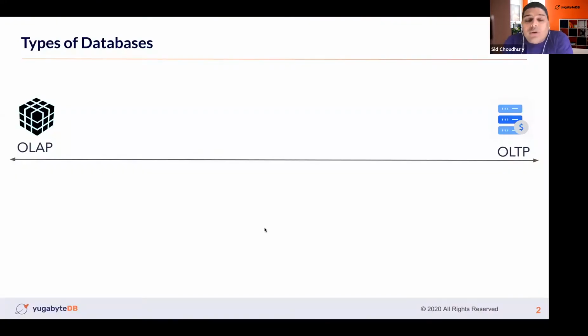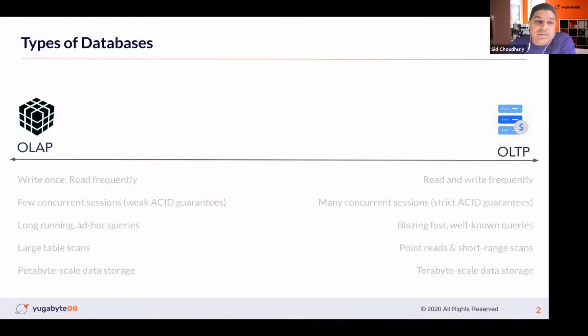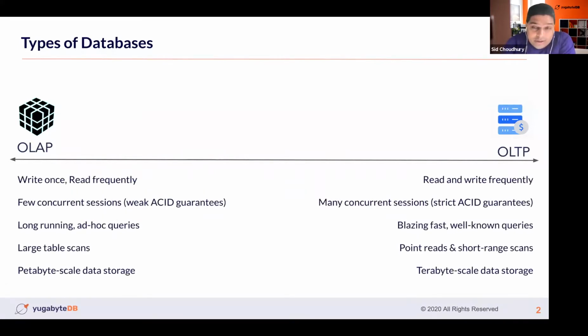So before I go into geo-distributed SQL, I want to lay down some map on the ground to highlight the categories of databases that we have come to know about and the clear distinction between them. And those two categories are OLAP and OLTP. OLAP stands for Online Analytics Processing, and OLTP stands for Online Transaction Processing. They are not the same.